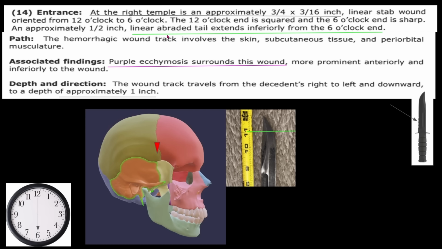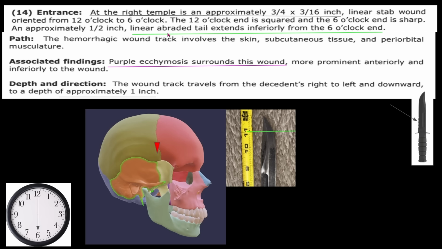Now, at the right temple is a 3/4 inch by 3/16 inch linear stab wound, oriented from 12 to 6. The 12 o'clock end is squared, the 6 o'clock end is sharp. The wound track travels right to left and downward, and its depth is approximately 1 inch. This is only 1 inch. This cannot be the K-bar. It just can't.